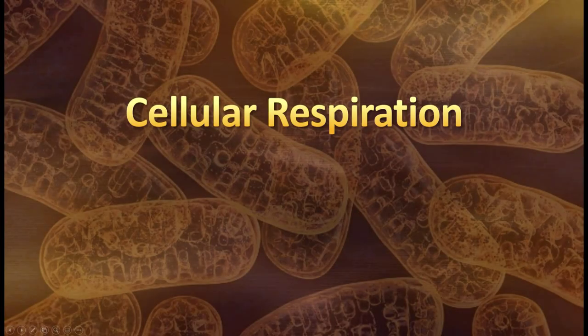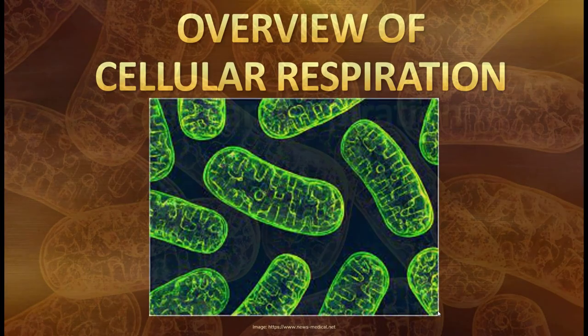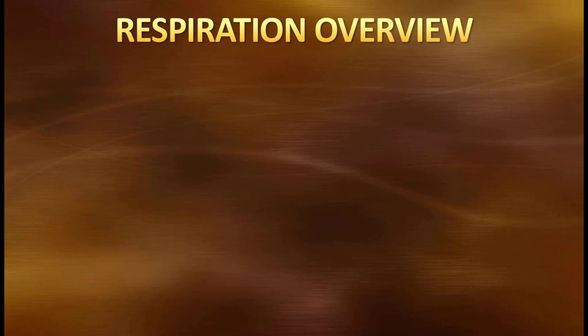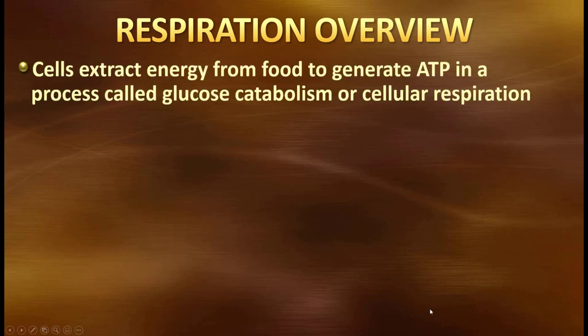We will begin our section on cellular respiration. In this first part, we'll do an overview of cellular respiration before we dive into some of the details. Cells extract energy from food to generate ATP that is then going to be used to run different reactions in cells, such as muscle contraction.